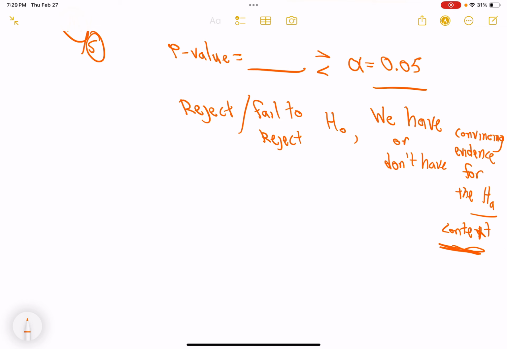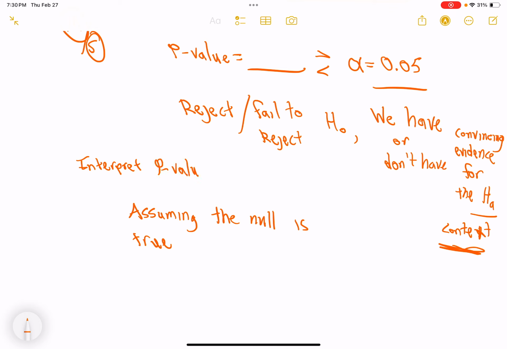Okay, when we interpret the p-value, you should know this. This is on slide 31. Assuming the null is true, this is for interpret p-value.